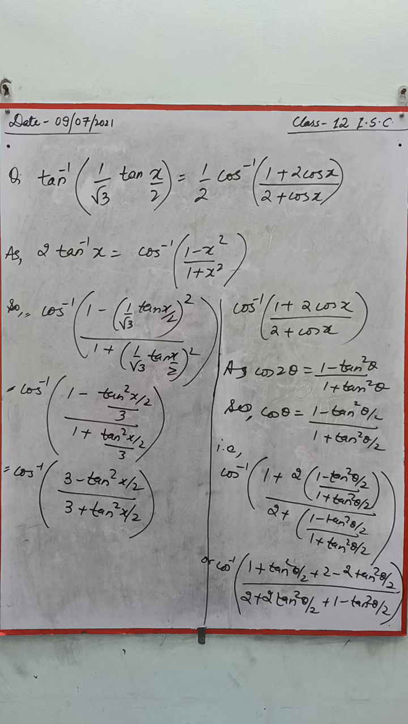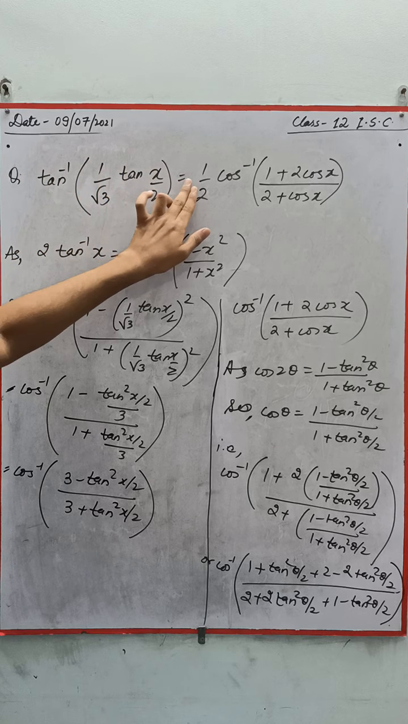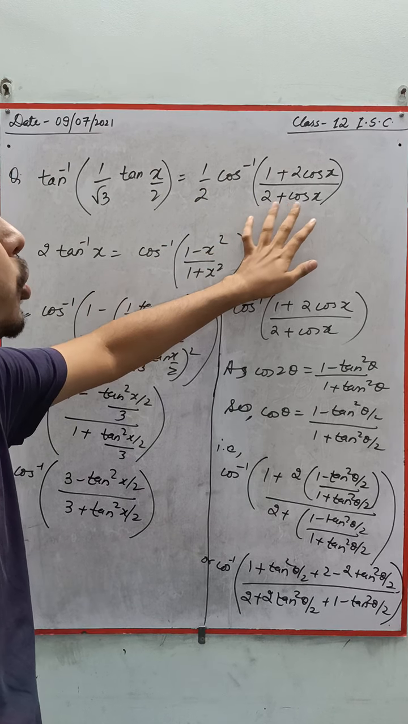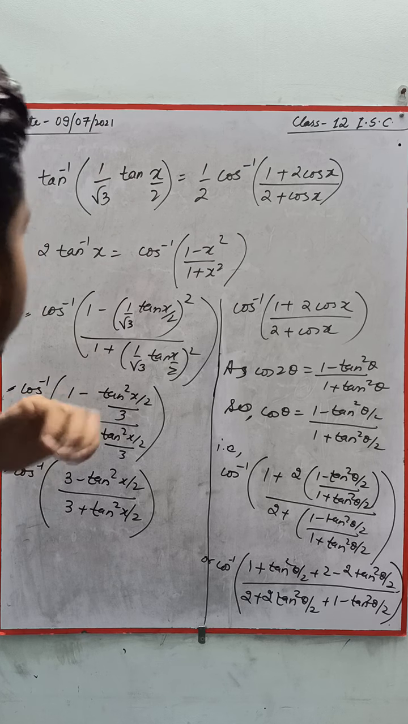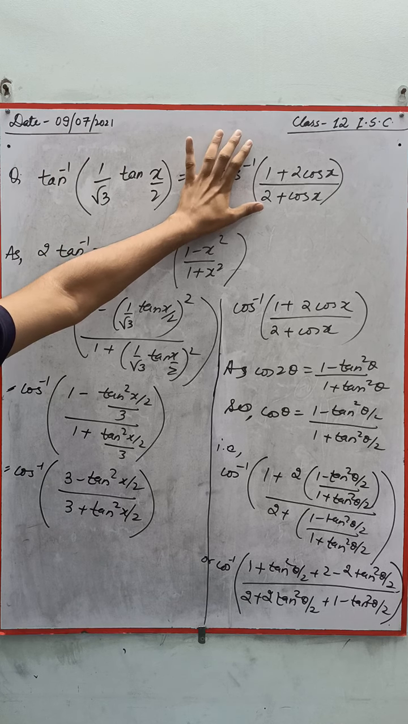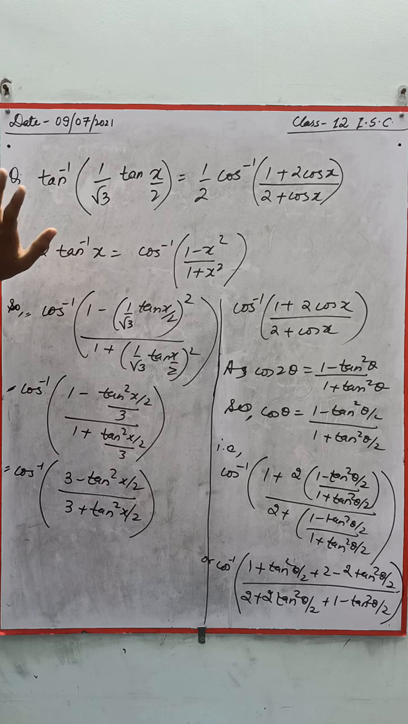Okay, now let's come to the question which I have written here, that is tan inverse 1 upon root 3 tan x upon 2 equal to half cos inverse 1 plus 2 cos x upon 2 plus cos x. This is the question with us. This is, I think, the third question of your exercise. How to start this question? Because on seeing this, it is very complex to understand what to do, how to start. Okay, so just see how I have done.